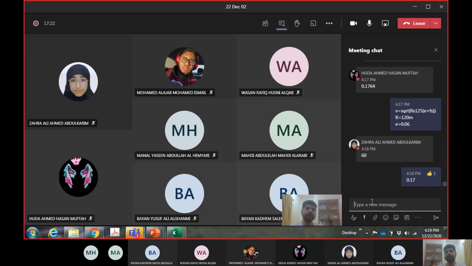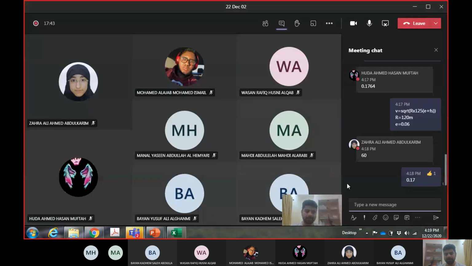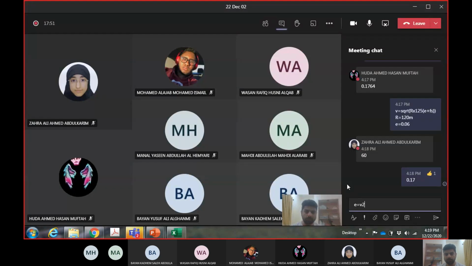Now at this speed, we have to reduce the radius and see if we can have a suitable value of E. So I will go back to the radius equation, and now I will use it for finding out the value of E when the radius is reduced to 100 meters. Let me rewrite the equation for E here. E will be equal to V square divided by 125 R minus Fs.